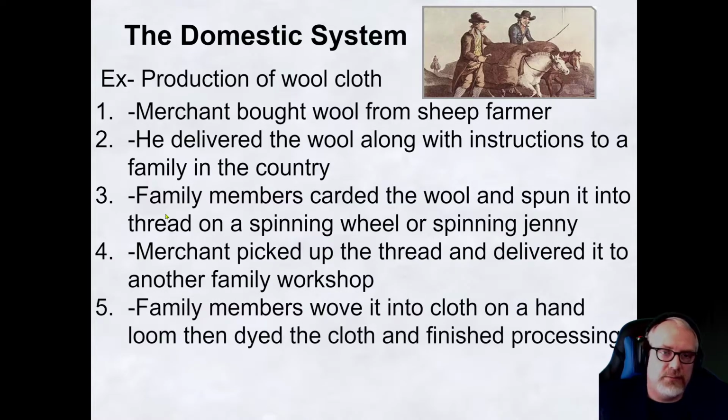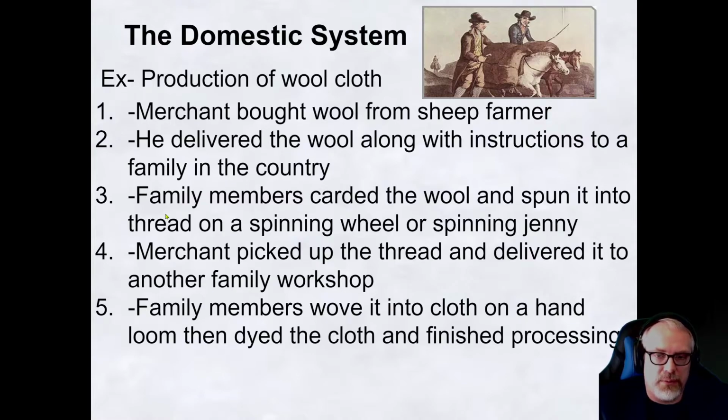So in the domestic system, they produce a lot of cloth, wool cloth specifically. Merchants would go to farmers, buy the sheared wool from the sheep, then deliver that wool to different families in the country, asking them what they want to turn it into, and what color they want it to be dyed.